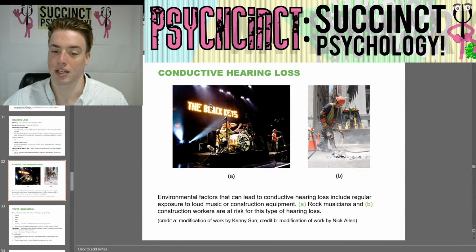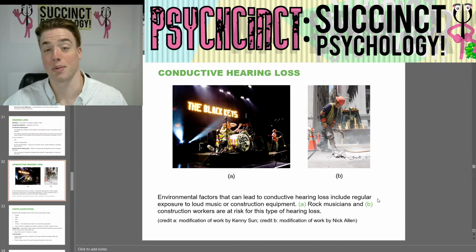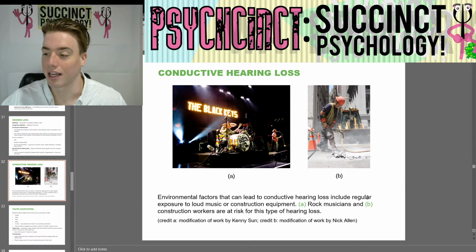So here we have conductive hearing loss. Environmental factors that can lead to conductive hearing loss include regular exposure to loud music or construction equipment. So, figure A, loud music, figure B, construction zone sounds. If you've not been on a construction zone before, it can get very, very loud and to the point where it's painful. Construction workers, obviously, because of that, are at risk for this type of hearing loss.